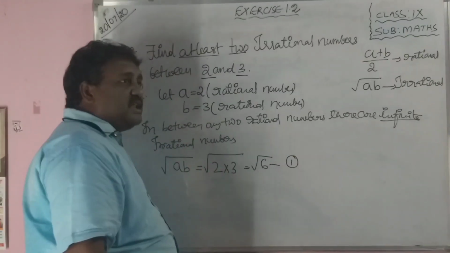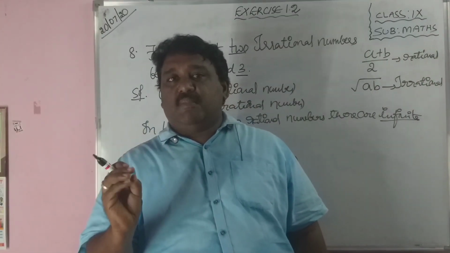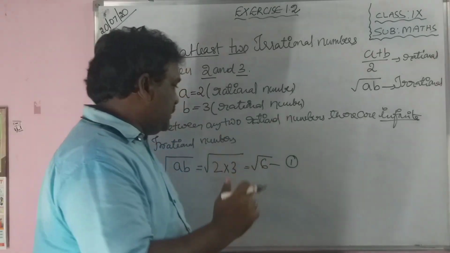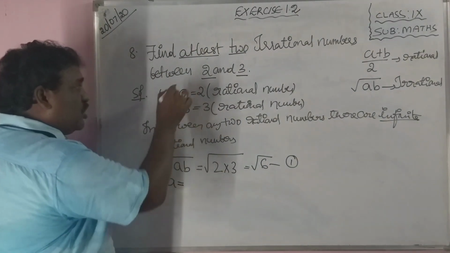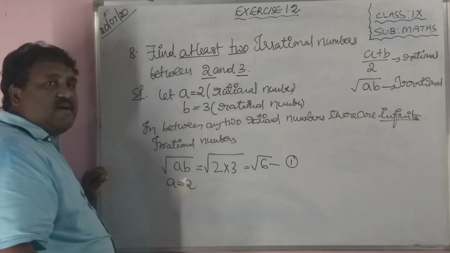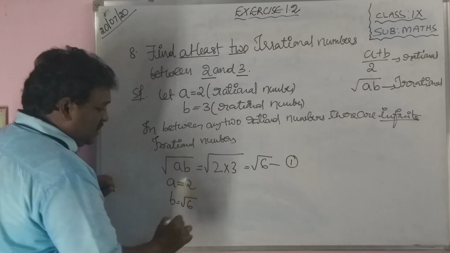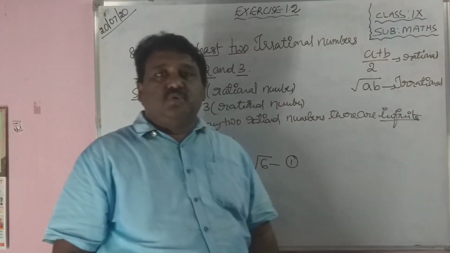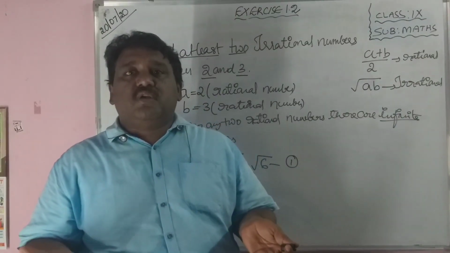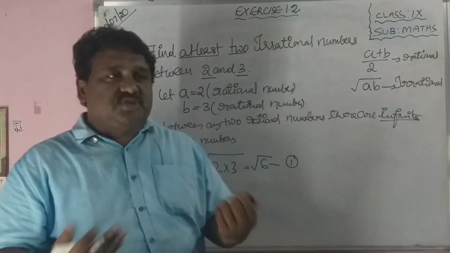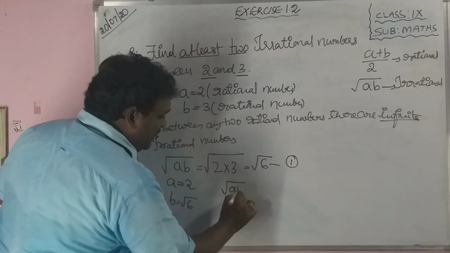So what is the first irrational number between 2 and 3? Root 6. Then the second one. What is the A value? No change, 2. A value 2 only. What is the B value? Root 6. A value, no change. B value, change. Again, write down. What is root AB again?